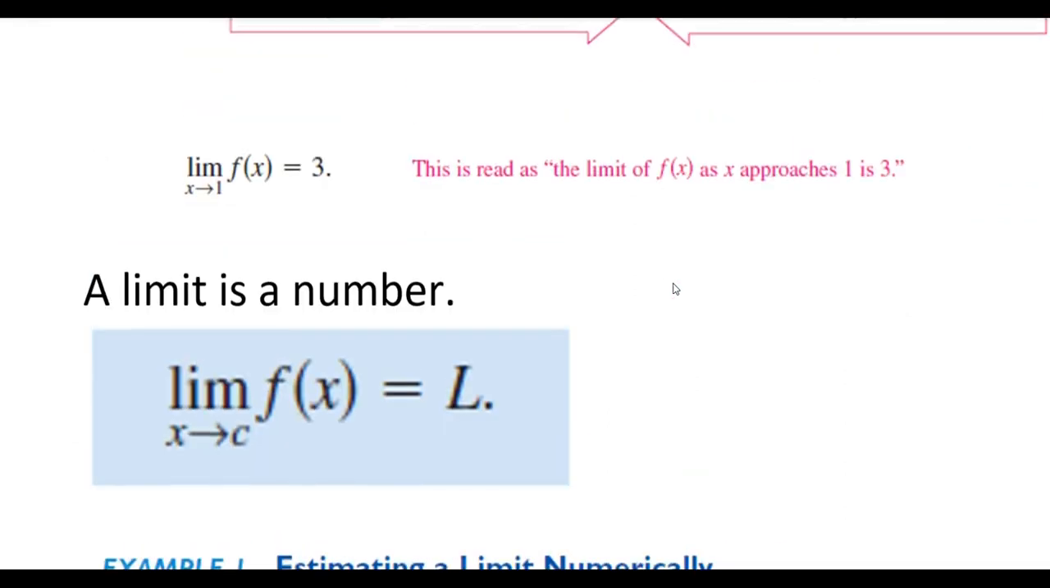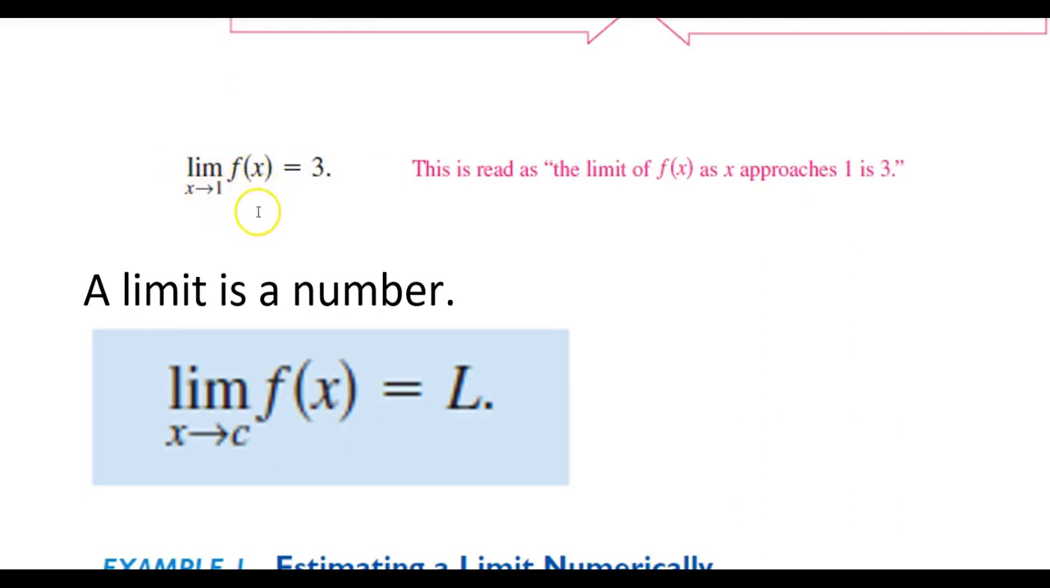The way that we read this is, the limit as x approaches 1 of f of x is 3, or you can switch these, the limit of f of x as x approaches 1 is 3. Reading this in order, it doesn't really matter to me which one you choose to do first.